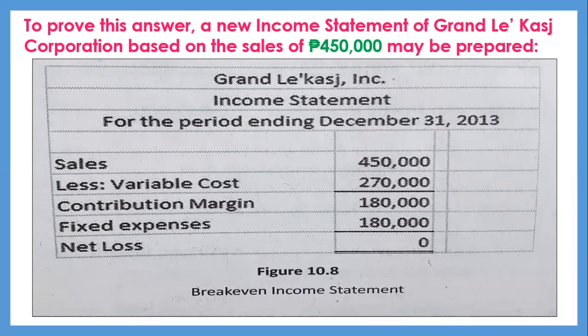And as you can see, as computed, our sales is 450,000 less the variable cost of 270,000, a total of 180,000 contribution margin, deducted by the fixed expenses of 180,000, and therefore our net loss would be 0. Again, this is the break-even income statement. So after learning the break-even point, we will then proceed to other considerations in cost, volume, profit analysis.